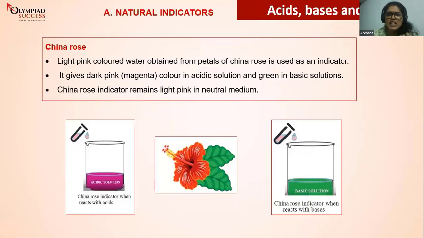What if I put in salt solution? What will be the color? It will be pink in color, light pink in color. I have said that in the third line. See, China rose indicator remains light pink in neutral medium. It will remain light pink.